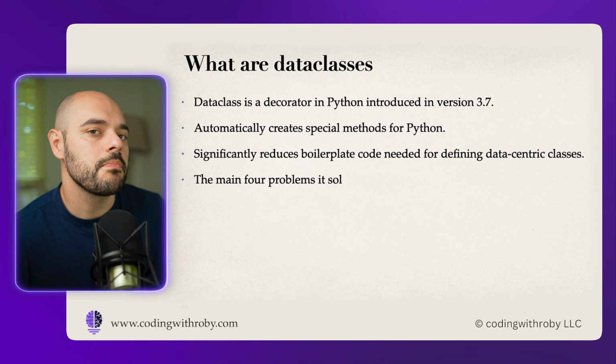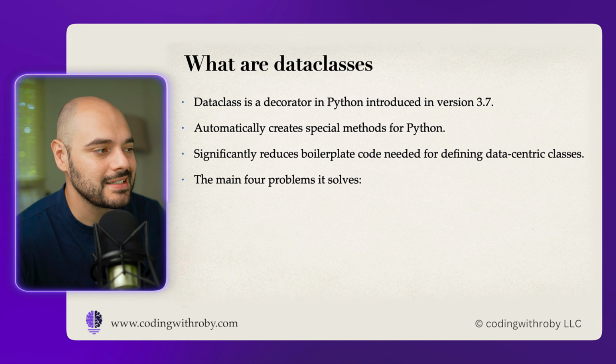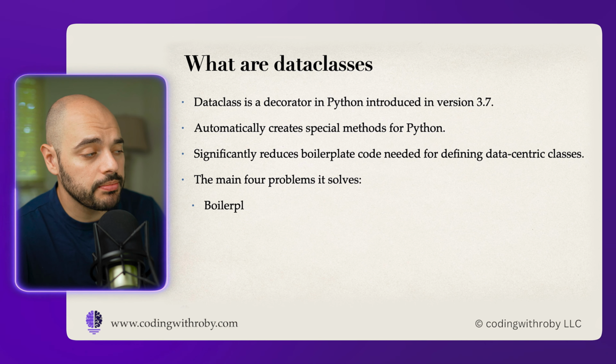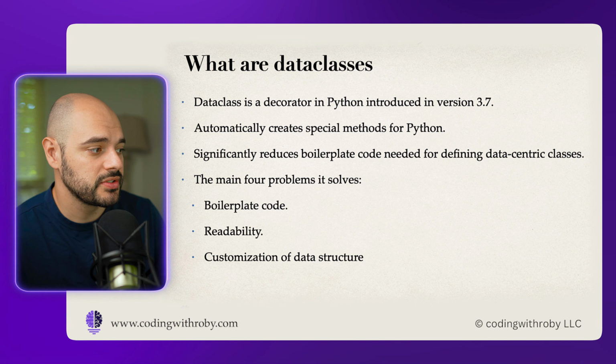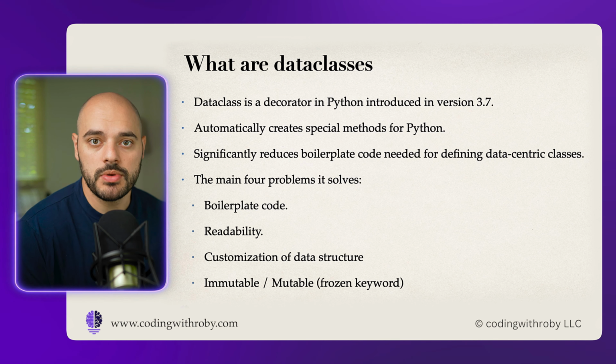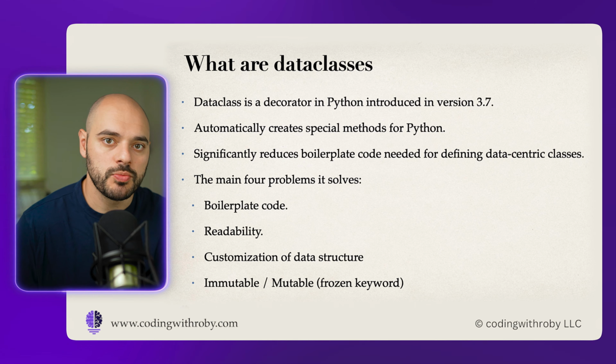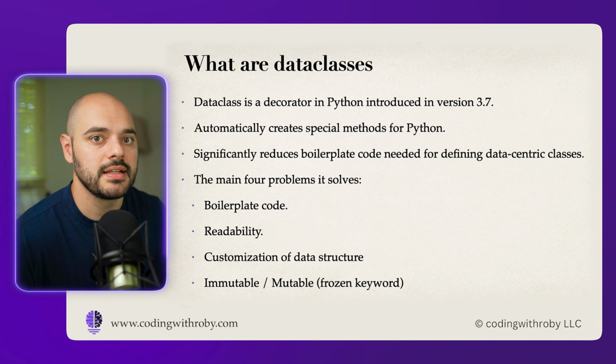Now, there's 4 main problems that data classes solve, and that's boilerplate code, readability, customization of data structures, and immutable/mutable objects. And you can do that super simple in something like data classes.